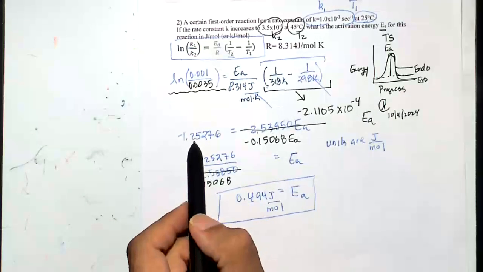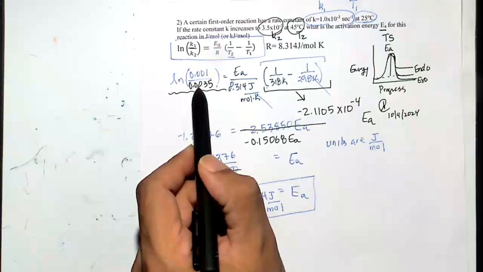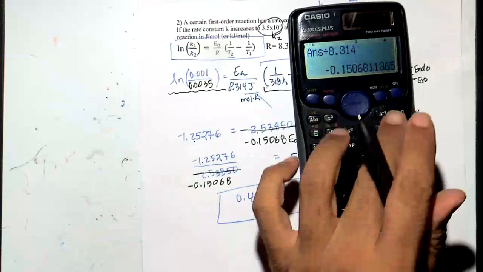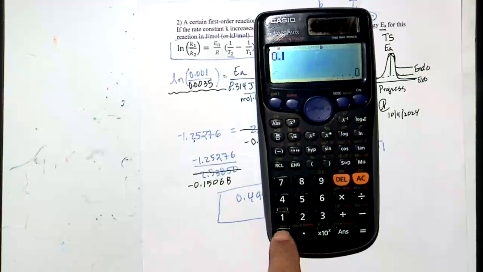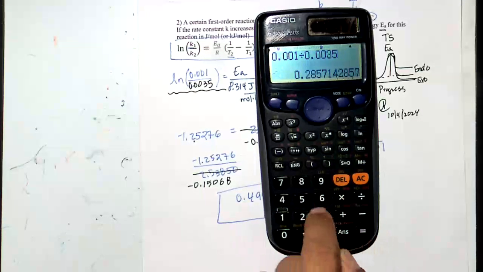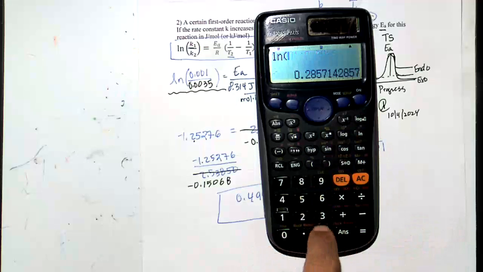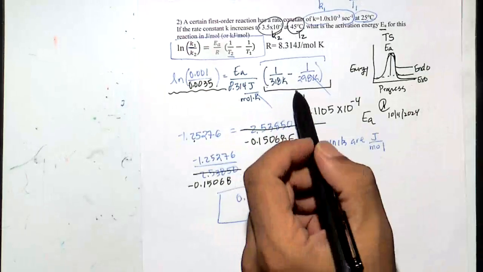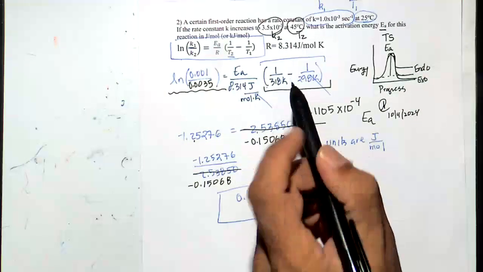For the left side, when we take the natural log, I also got 0.285. So did you do 0.001 divided by 0.0035 and then natural log that? Well, I didn't take the natural log yet, so hold on. Okay, yeah, so that should be the right answer. Yeah, I messed up on this fraction. I probably put in the wrong number.